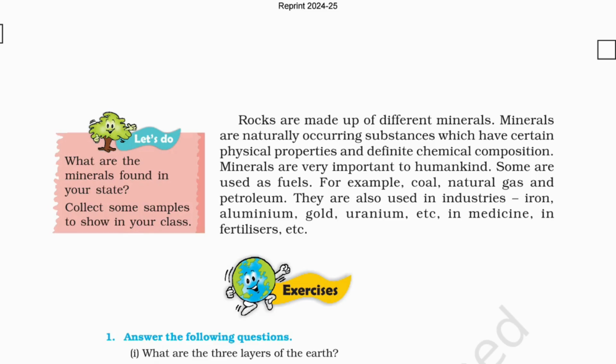Minerals are very important to humankind. Some are used as fuels. Copper, aluminium, iron, gold, silver, all these are minerals. For example, coal, natural gas and petroleum. These are fuels. Then the minerals used in industries are iron, aluminium, gold, uranium, etc., and in medicine and fertilizers as well. So minerals are very important to humankind.